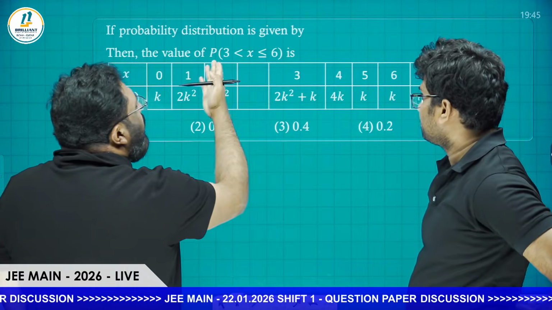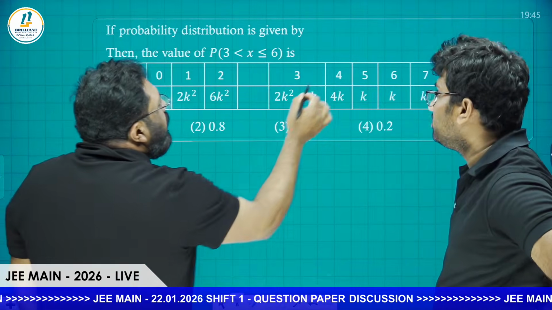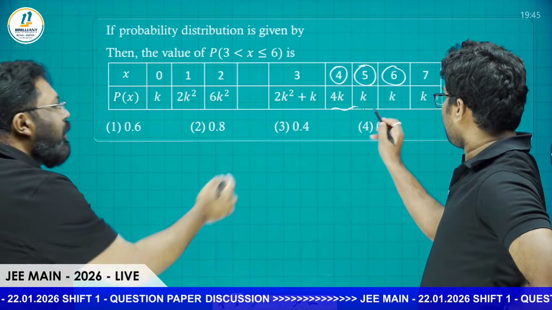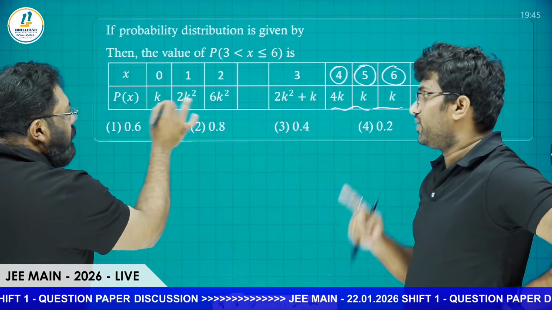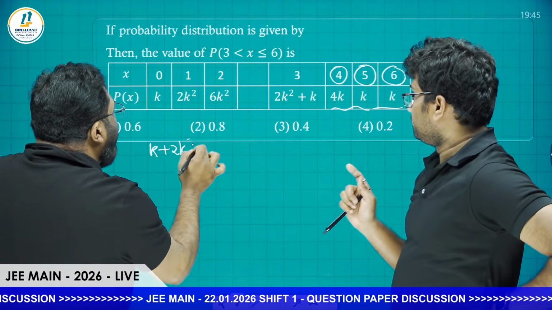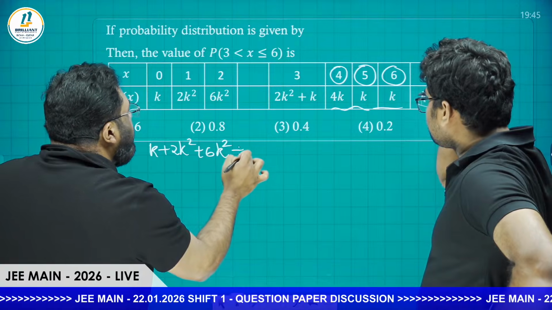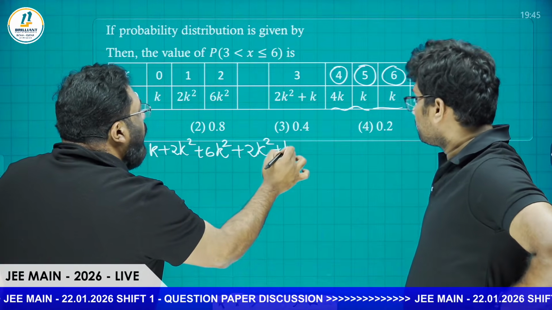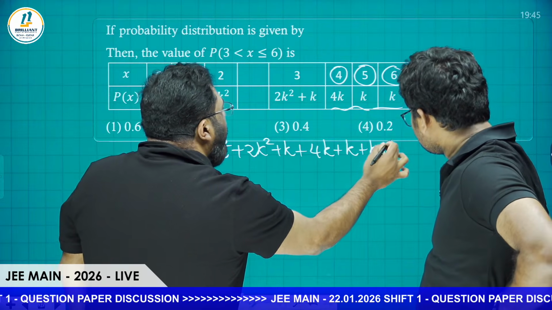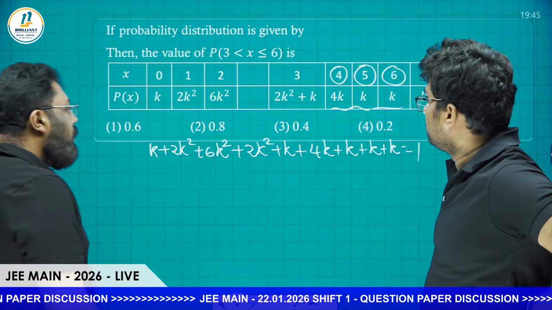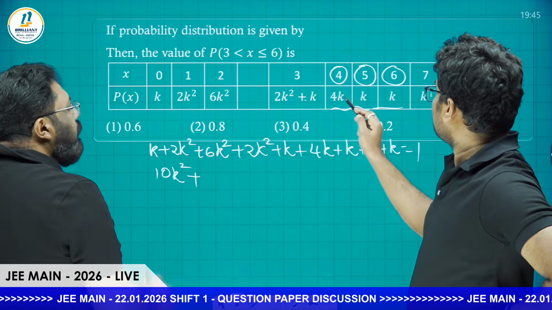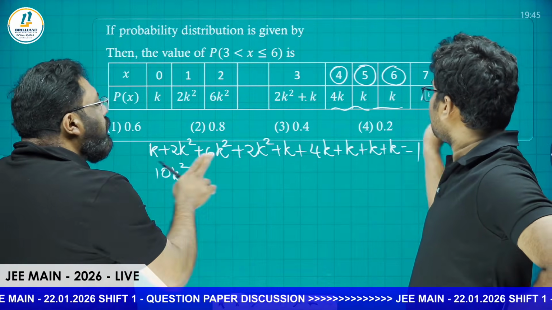They want the probability between 3 and 6. That means 4, 5, 6, including 6. So only those three values we need, but first we will find K. K plus 2K plus 2K squared plus 6K squared plus 2K squared plus K plus 4K plus 3K plus K plus K plus K is all equal to 1. So 10K squared plus, 1, 2, 3, ... 9.